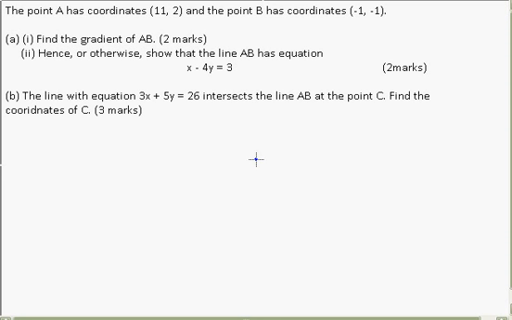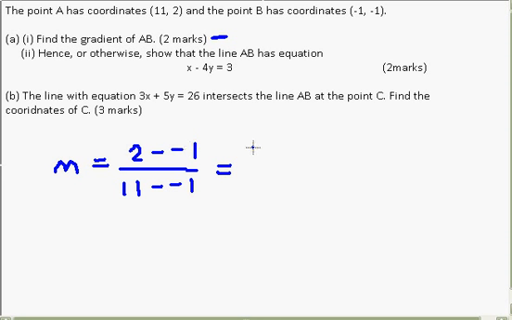So we need to find the gradient of the line that joins these 2 points. Okay, so this is the question I'm going to be looking at first off. Now, the gradient m is equal to the difference in the y's divided by the difference in the x's. So the difference in the y's is 2 take away -1, and the difference in the x's is 11 take away -1. Okay, so we've got 2 take away -1, well that becomes a plus, so 2 plus 1 is 3.